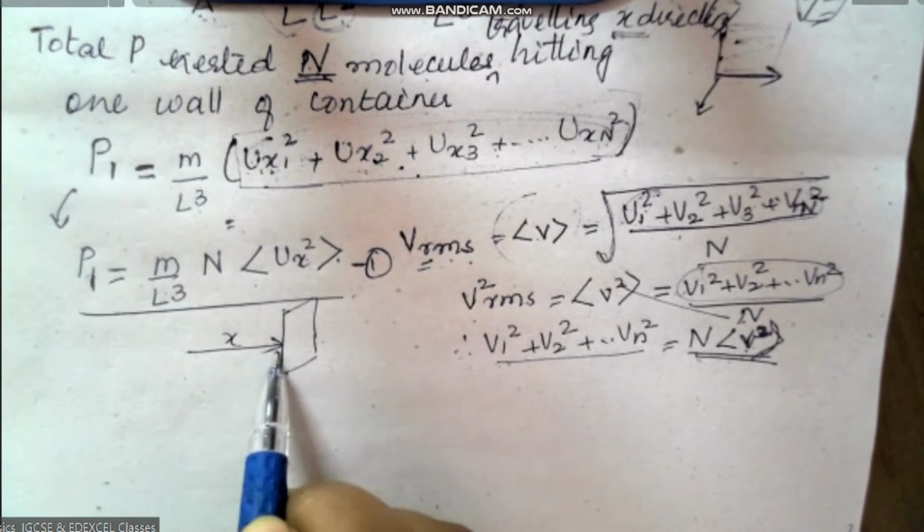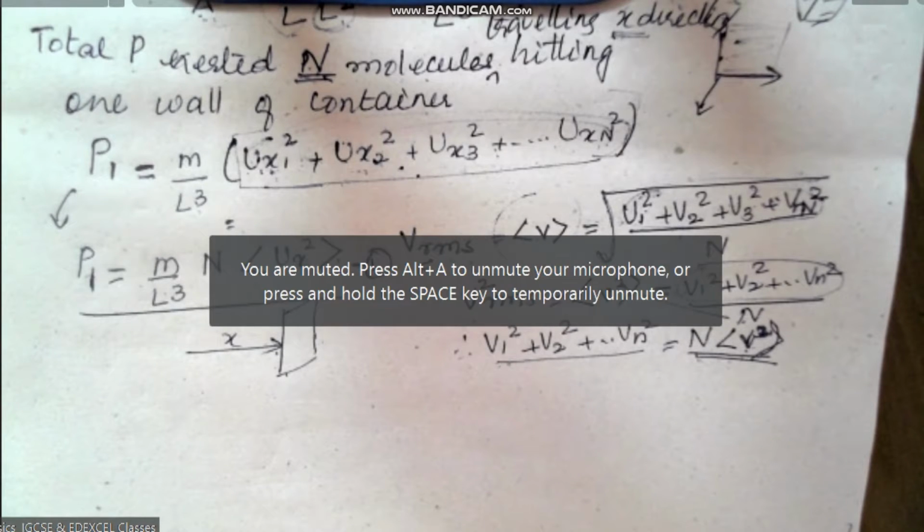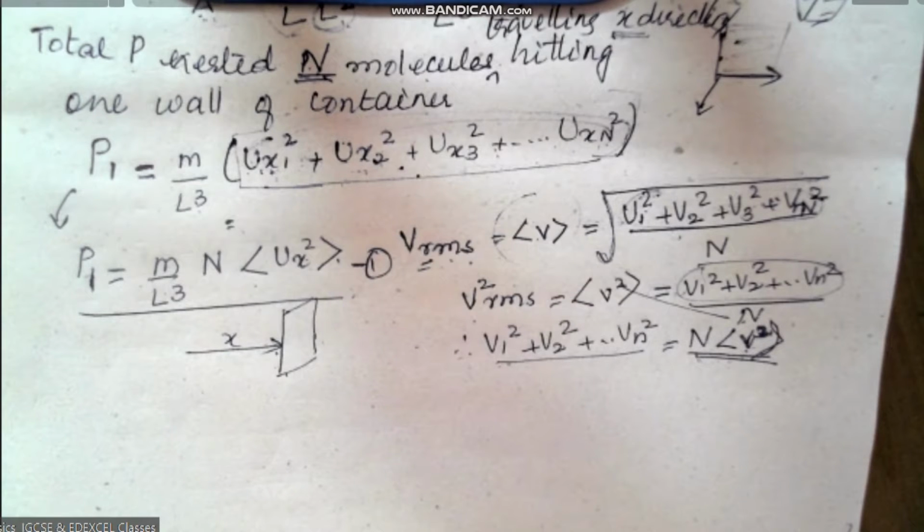So this is, say, equation 1. This is the pressure exerted by all molecules moving in x direction. So when they move in x direction, they hit this vertical wall. That's why I put P1. This is only one part of the total pressure.